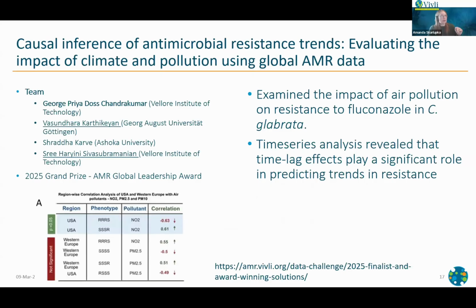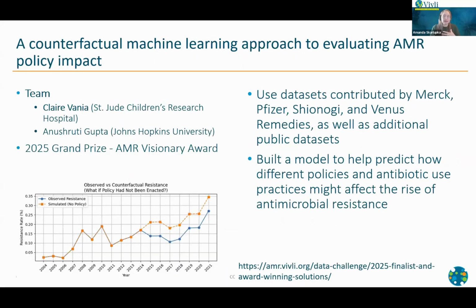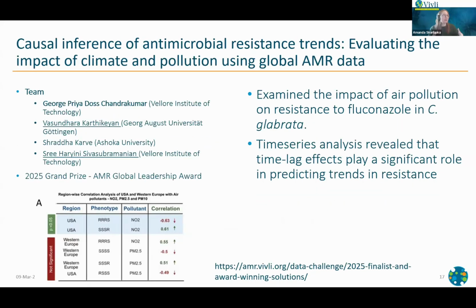I've included two examples of not only how they intended to use the data, but also the outcome of them using the data. So the first one here, the title of their analysis is The Causal Inference of Antimicrobial Resistance Trends, Evaluating the Impact of Climate and Pollution Using Global AMR Data. It was a team of 4 individuals, and they were recipients of the 2025 Grand Prize for our AMR Data Challenge, which I'll cover shortly.